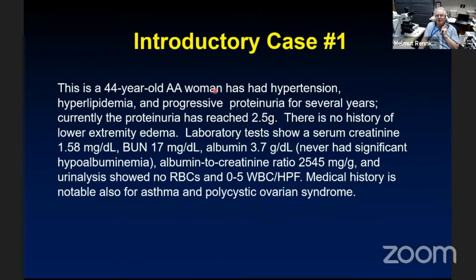She is an African-American woman. There is no history of lower extremity edema, and so on. The laboratory shows her preserved albumin, and she has some proteinuria, of course, as you can see, 2.5 grams. The medical history is notable for asthma and polycystic ovarian syndrome. So what does the biopsy show?